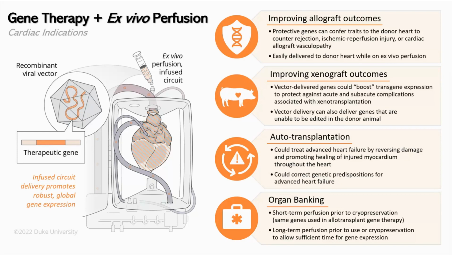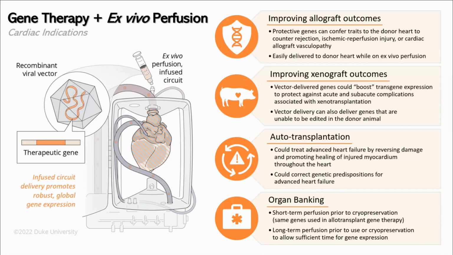I'm sure everyone is aware of the transplantation done last year where a genetically modified pig heart was transplanted into a human recipient. And we believe that ex vivo perfusion approaches could be utilized to improve xenograft outcomes, where vector genes could be delivered prior to transplantation of the pig heart into a human recipient that could boost transgene expression to protect against acute and subacute complications associated with xenotransplantation.